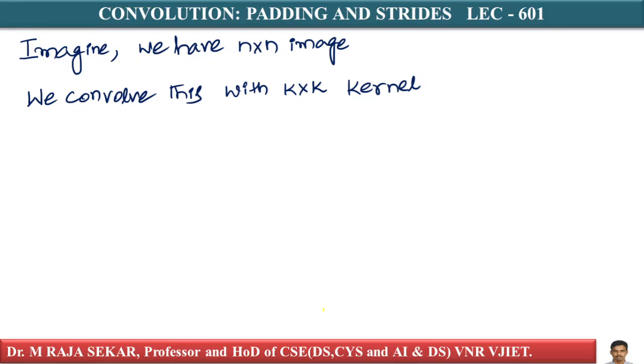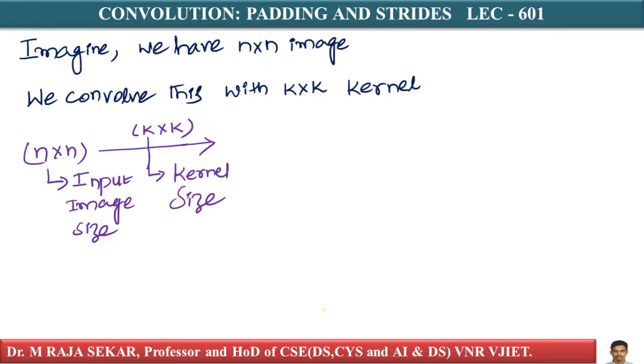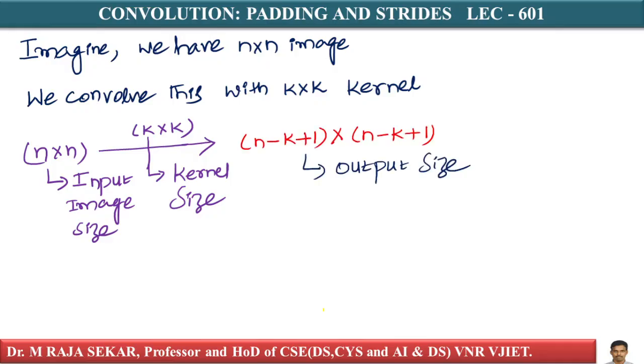When you do convolution with a k by k kernel, what happens is, just see, n by n is the input image size and k by k is the kernel size. That we have to understand. The output size that you get will be (n minus k plus 1) by (n minus k plus 1).